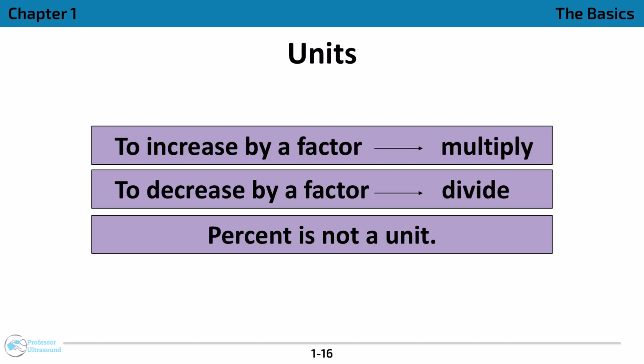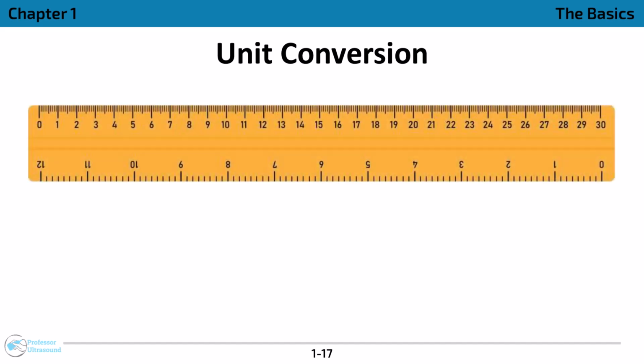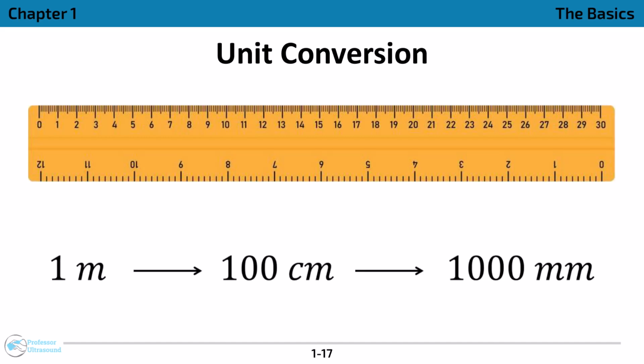They have no units. Any physical quantity can be expressed using different units. For example, length may be measured in millimeters, centimeters, or meters. Converting between these units doesn't change the physical quantity itself. It only changes how we express it. 1 meter equals 100 centimeters, or 1000 millimeters. The measurement stays exactly the same, only the scale changes.